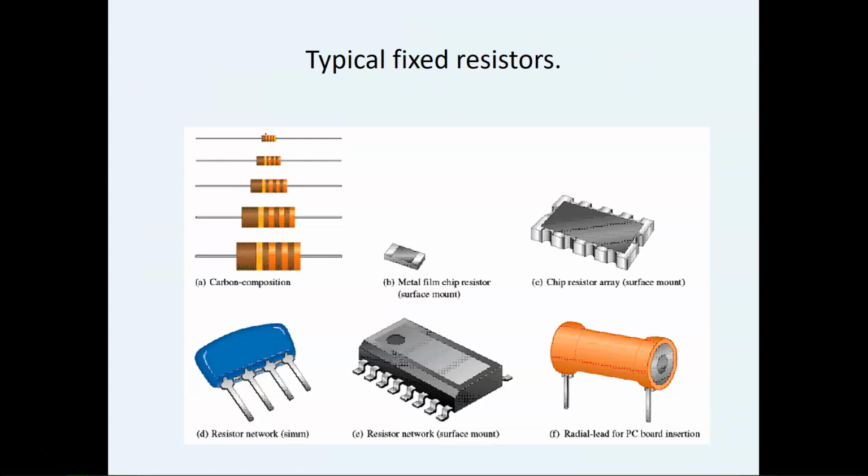So these are some carbon composites. Again, these should look familiar. You've been using them in lab. Metal film chip resistors like these work on PC or printed circuit boards. You've got your network resistor. You have them in single line versus an inline package. And then you have radial lead resistors.